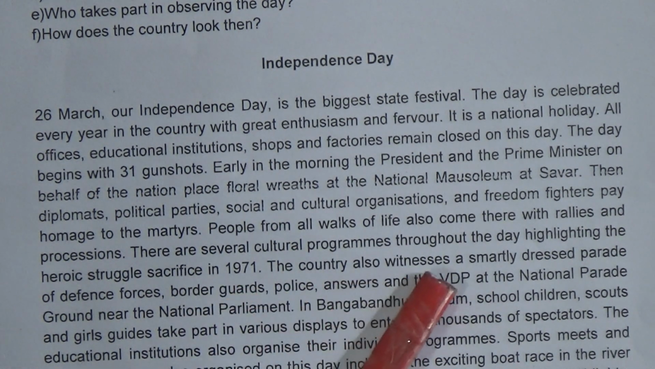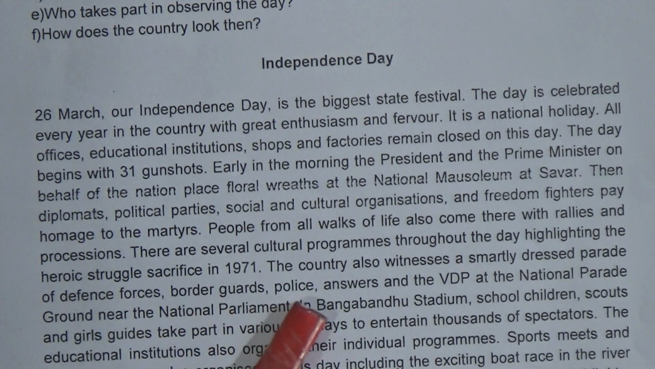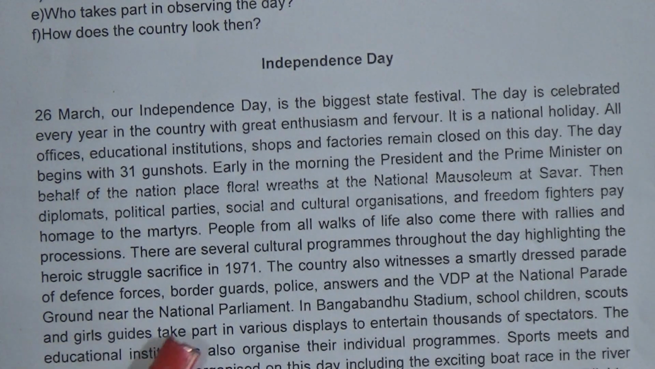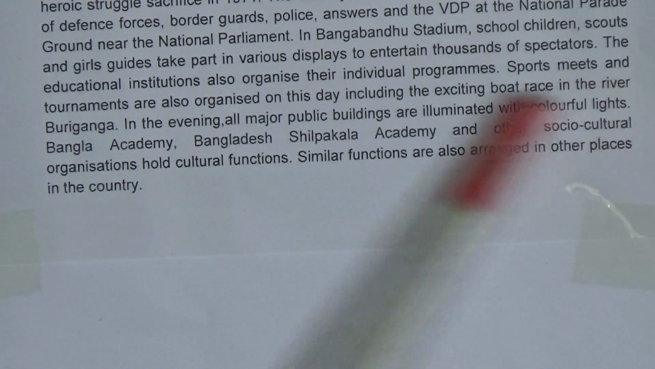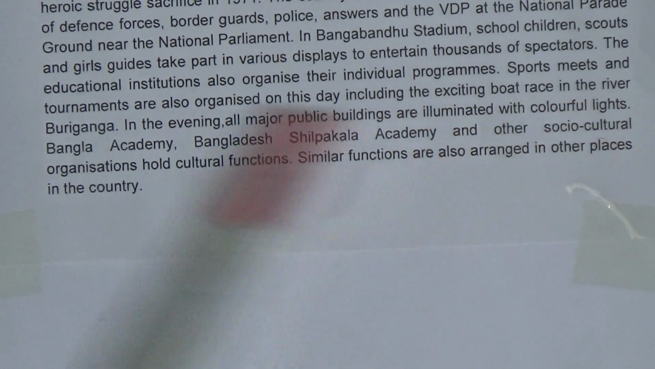The country also witnesses a smartly dressed parade of defense forces, border guards, police and the VDP at the National Parade Ground near the National Parliament. In Bangabandhu Stadium, school children, scouts and girl guides take part in various displays to entertain thousands of spectators. The educational institutions also organize their individual programs. Sports meets and tournaments are also organized on this day, including the exciting boat race in the river Buriganga.